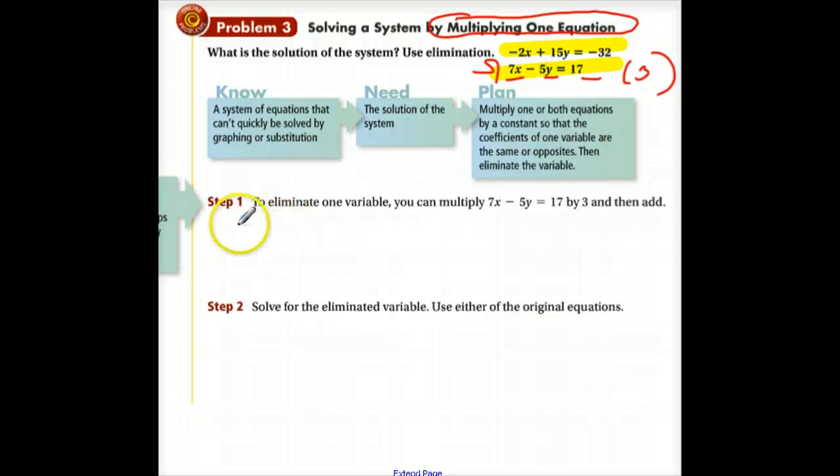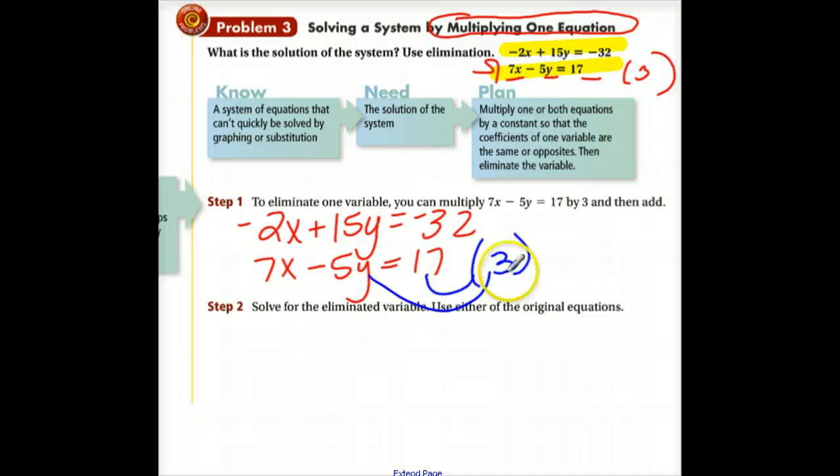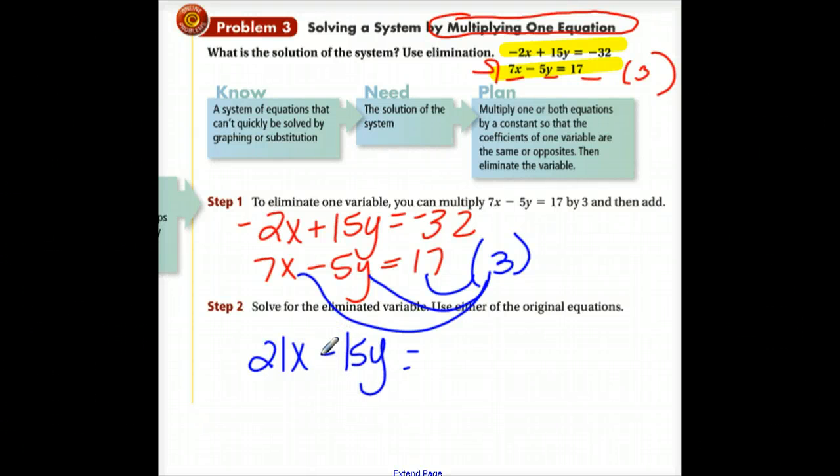Let me show you what I mean. I'm going to rewrite my equations. Negative 2x plus 15y equals negative 32. And my second, 7x minus 5y equals 17. I'm going to multiply this equation by 3. And when I do that, I have to multiply it to all three parts of the equation. So my new equation, 7x times 3 is 21x. Negative 5y times 3 is negative 15y. And 17 times 3 is 51.